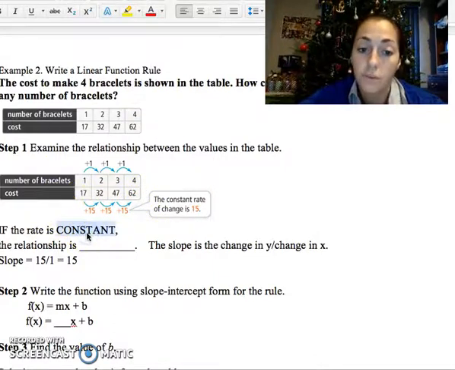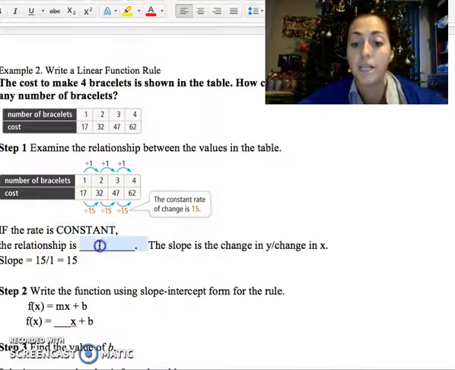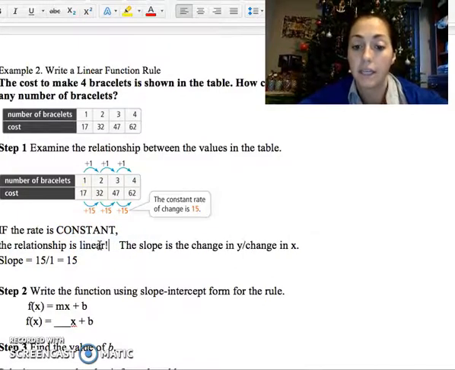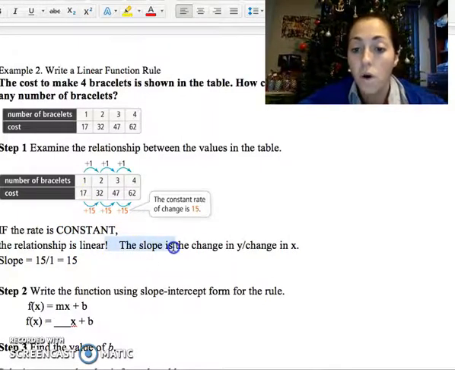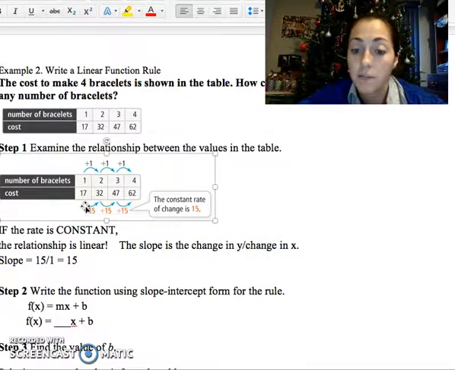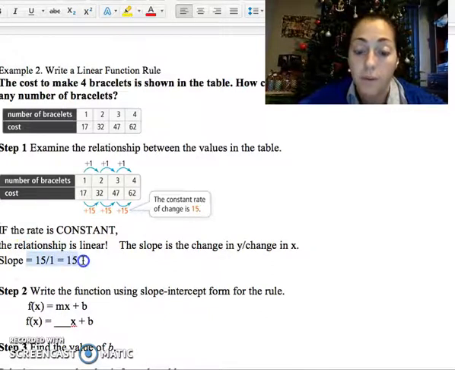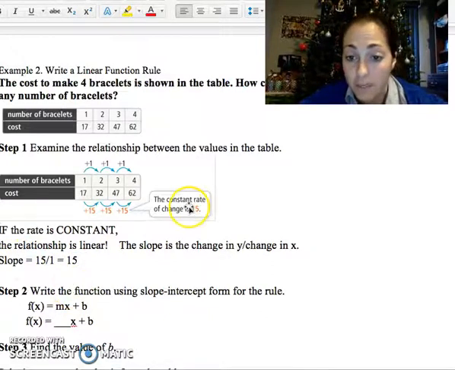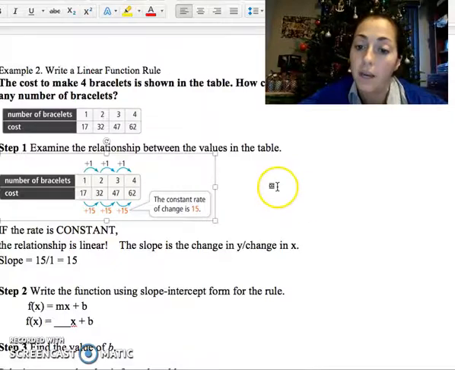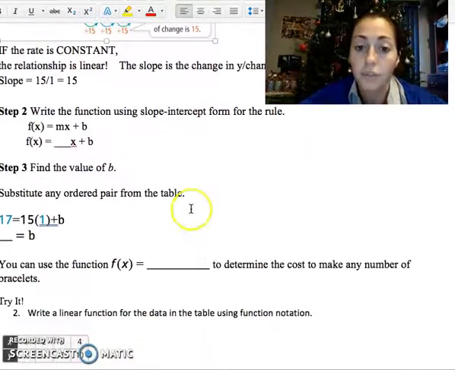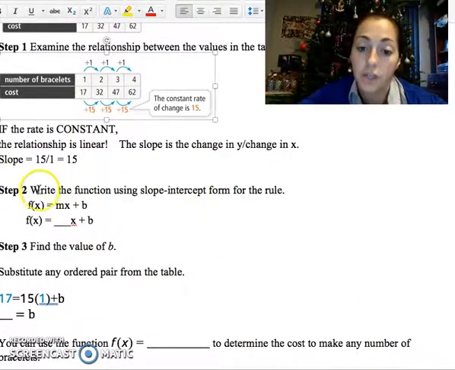If the rate is constant, the relationship is linear. The slope, you see, is change in y over change in x. So 15 is my change in y, it's the cost, and 1 is my change in x, so my slope is 15 over 1. My rate of change is 15 for that reason. And then you see the constant rate of change right over here is 15. So that's step 1. Find your rate of change.